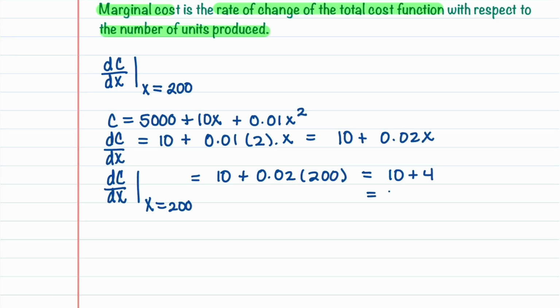So we get an answer of 14, and now we need units. Cost is in terms of dollars, so this is dollars. And then our dx is in the denominator, so our x unit has to be in the denominator, and that is the number of items. So we have $14 per item. We can conclude from this that our marginal cost is $14 per item.